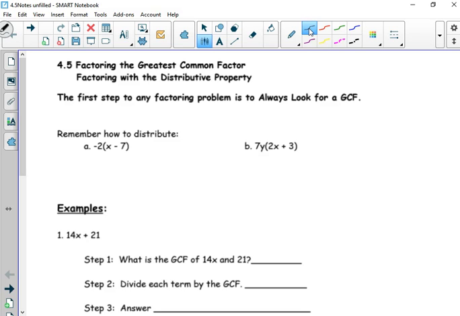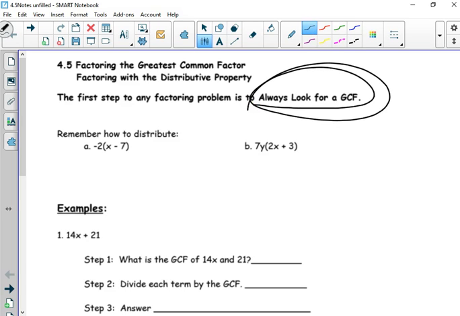Factoring the greatest common factor, factoring the distributive property. So anytime you want to factor, remember, factoring is division. It's the exact opposite of multiplication. All right? Anytime you're going to factor, always, always, always look for the GCF. This is hugely important. It's huge. It'll make your life simpler. It'll make something factorable even more factorable, easier to factor.